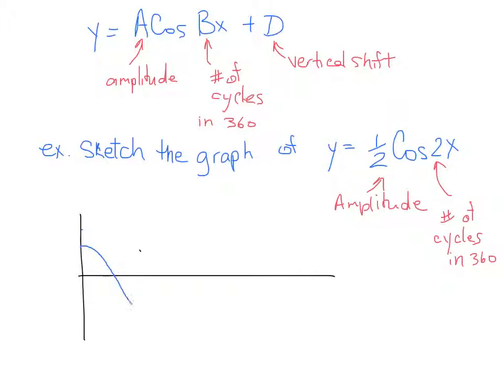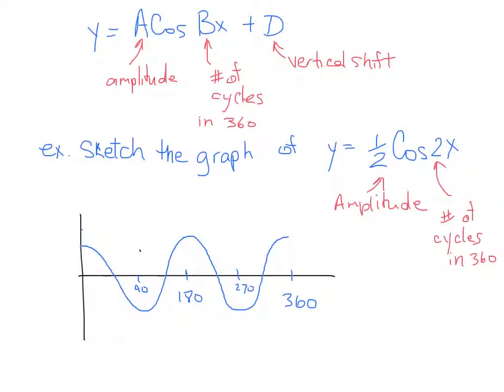this. But we know that there's 2 of them in 360, so I'm going to go ahead and do another cosine curve here. And so since we know that there are 2 cosine curves within 360 according to our B value, that means this point here is 360. And halfway to that point has to be 180. And if we wanted to break up the whole thing, we could count by 90, 180, 270 here.